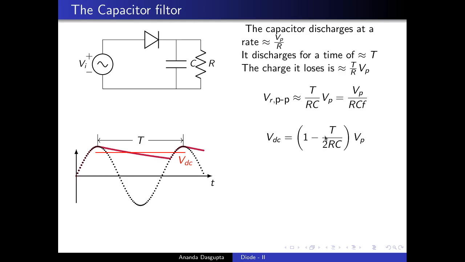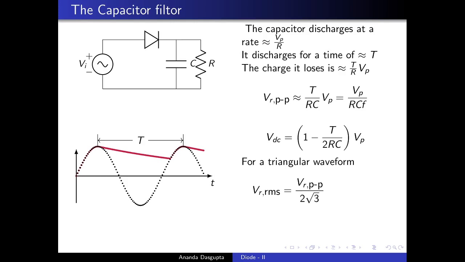So once again, you see that the DC voltage average or DC output here is very close to the peak value of the input voltage Vp. It drops from it a bit, but not much. It drops from it simply because of the fact that there is some ripple. But if it's a good filter circuit, T by RC should be very small. So VDC should be very close to Vp.